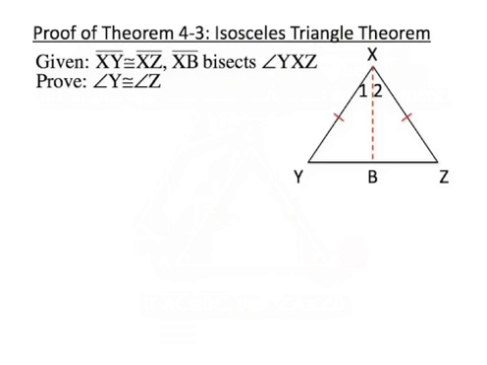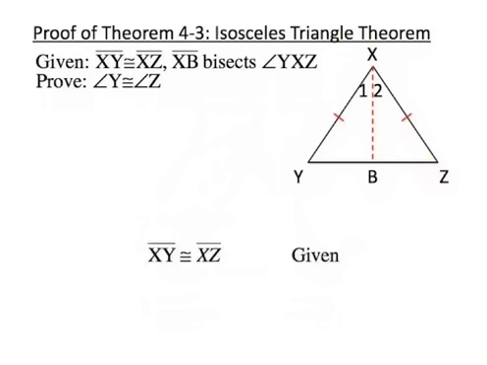So let's prove the isosceles triangle theorem. To do this, we're going to need to draw an auxiliary line, which is what this dotted red line is, segment XB. We're given that segment XY is congruent to segment XZ, and that segment XB bisects angle YXZ. And we need to prove that angle Y is congruent to angle Z.